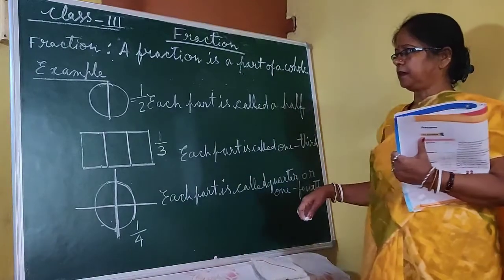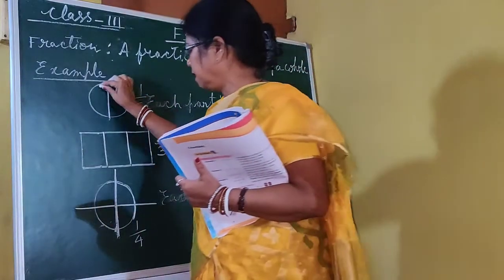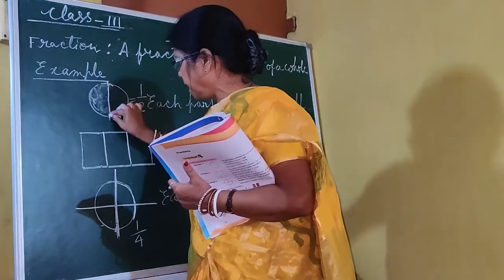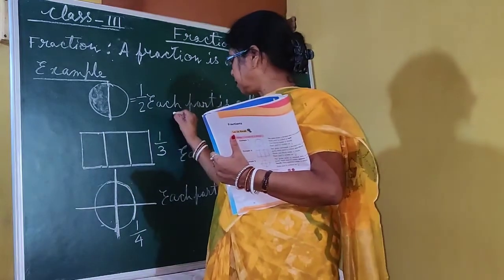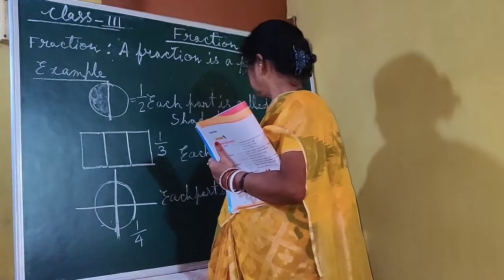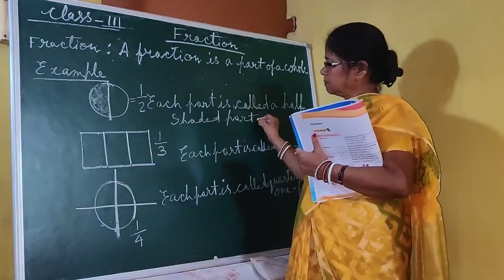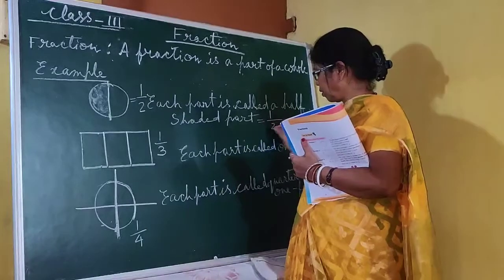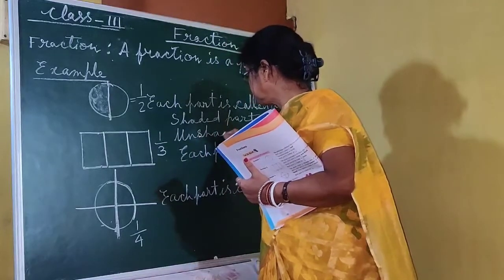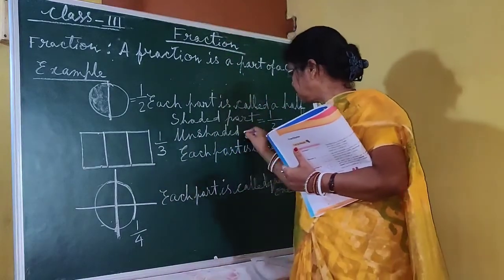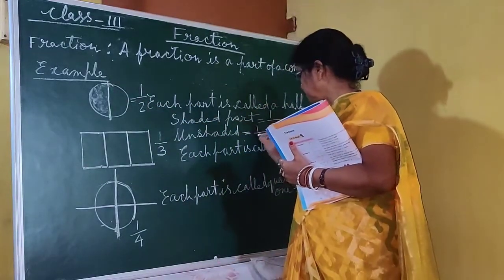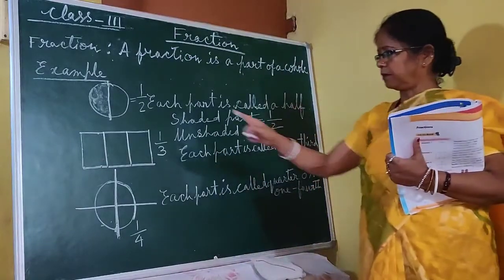Suppose here I shaded one part of this circle. Then how much part is shaded and unshaded? The shaded part will be 1/2. Unshaded will be 1/2. Then half and half makes 1.